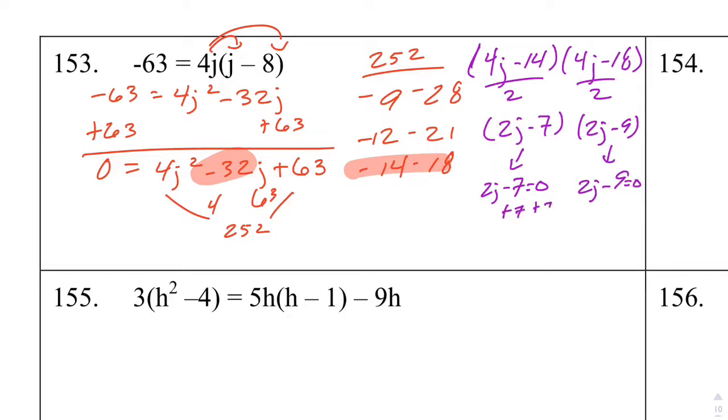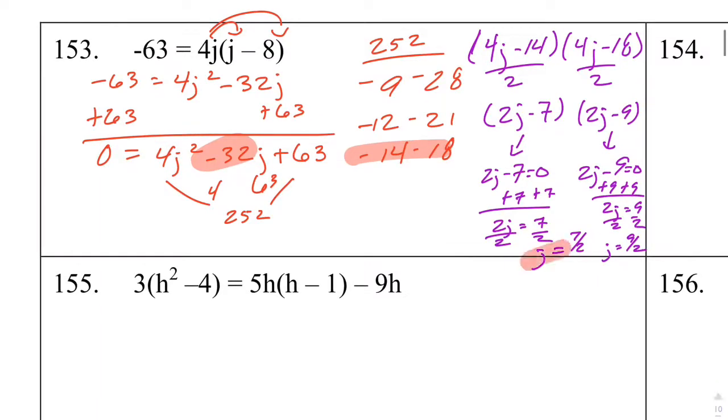Add 7, 2j equals 7, divide by 2. One of our solutions is 7 over 2, 7 halves. Adding 9, 2j equals 9, divide by 2. The other solution is 9 halves. Right, so there's our two solutions.